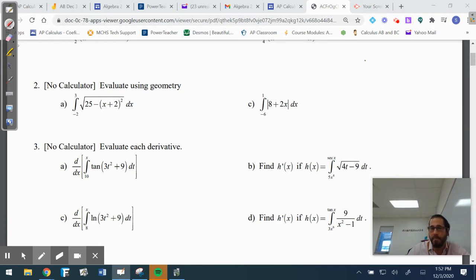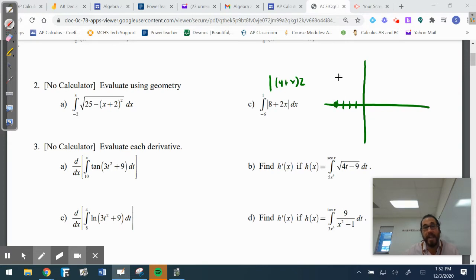We better know what this bad boy looks like, right? That is the V graph, and all I have to really know is it's translated. Going back to your pre-calc days, I could factor out a 2 and I would get 4 plus x, which means it's going to be shifted this way 4 units. And then it's going to have our slope here. It's going to be my V graph, and I'm going to go from -6 to 1.